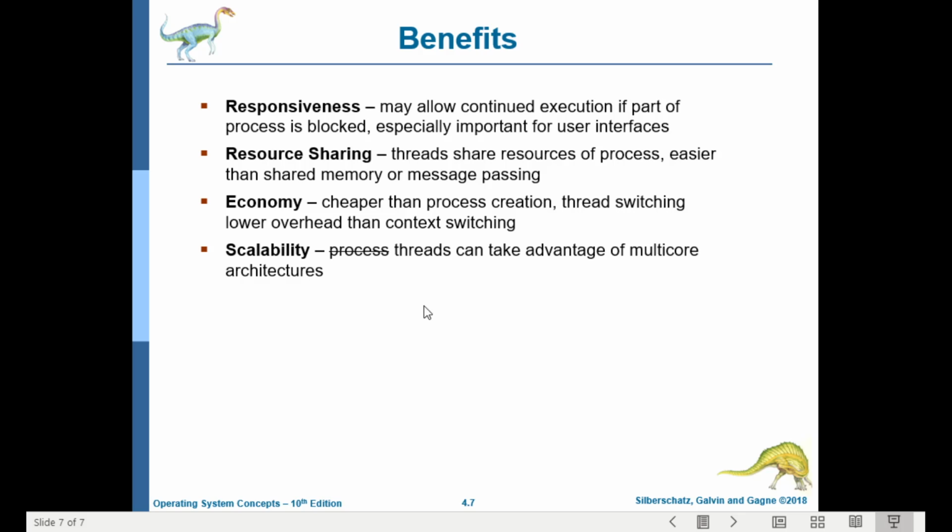The last benefit is scalability. Threads can take advantage of multi-core architecture, where threads may run in parallel on different processing cores. This is in contrast with a single threaded process, which can only run on one processor, regardless of how many processors are available. That's all for section 4.1, the overview of multi-threading.